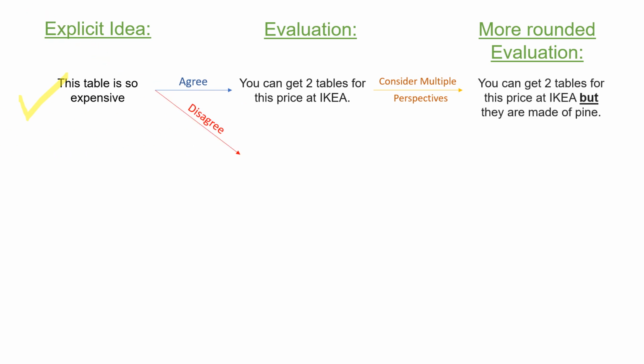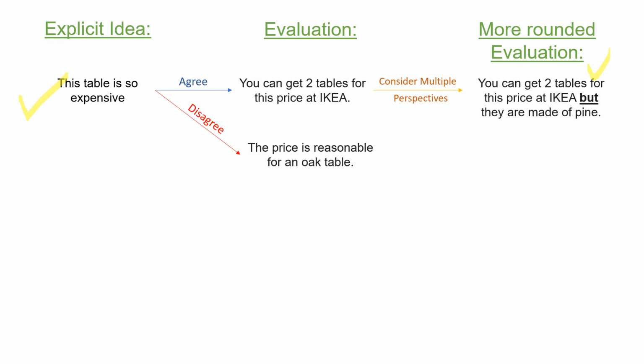So here I can say that you can get 2 tables for this price at IKEA, but they are made of pine. So I am agreeing with the idea that the table is expensive, and I am saying that with this money you can buy 2 tables, but I am further evaluating it. I am further developing the idea that perhaps those tables may not be of good quality.